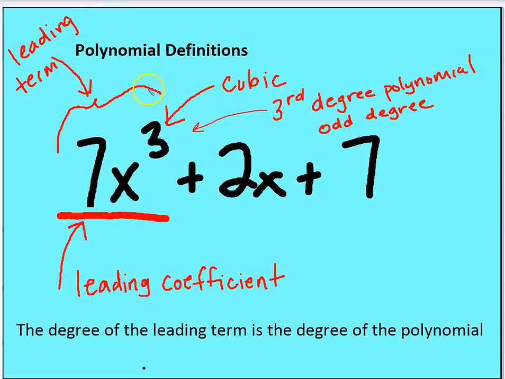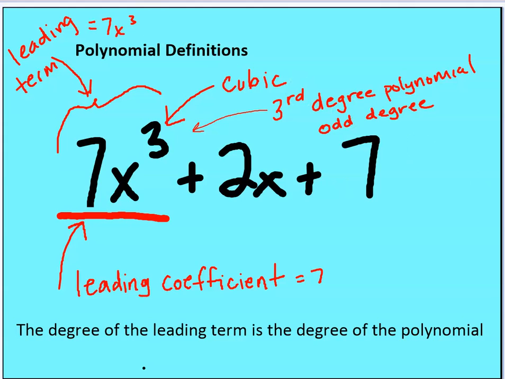All right, so let's talk about polynomial definitions. The first term in standard form, right, I have the highest degree exponent, and then in descending order, I have a missing term of x squared. So the leading term is the first term with the highest degree. That defines what type of polynomial it is. It's a cubic. It's a third degree polynomial. It's an odd degree. The leading coefficient is 7. Right? Leading term is equal to 7x cubed. So the degree of the leading term is the degree of the polynomial. And the leading term is the first term in standard form for a polynomial.